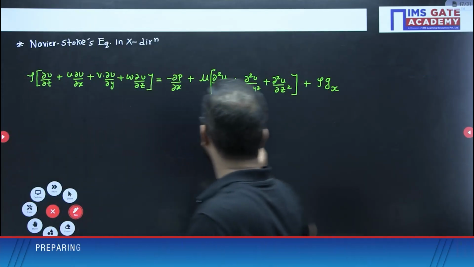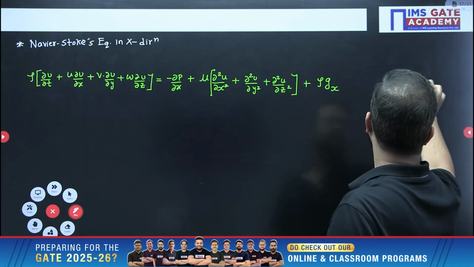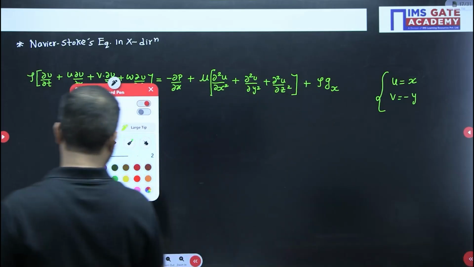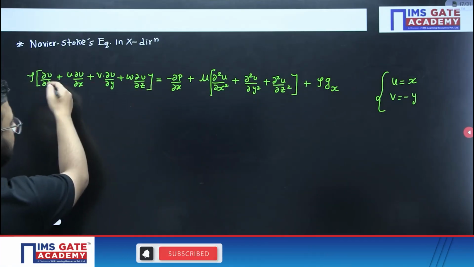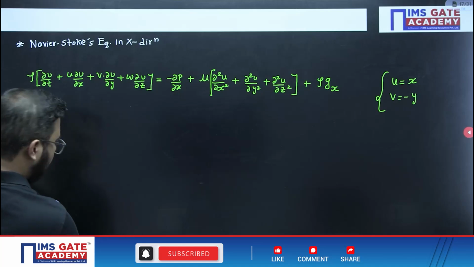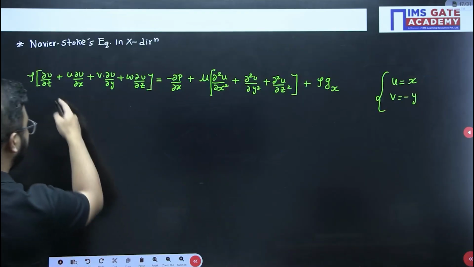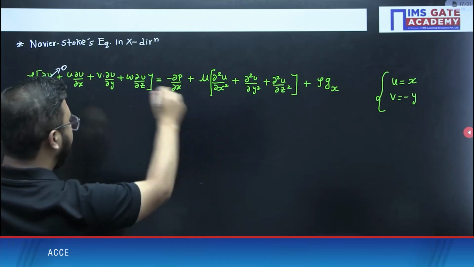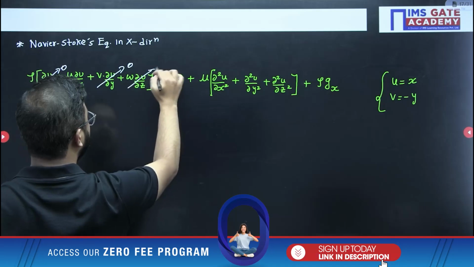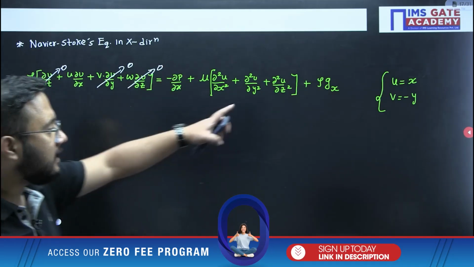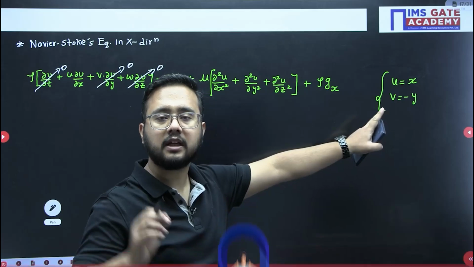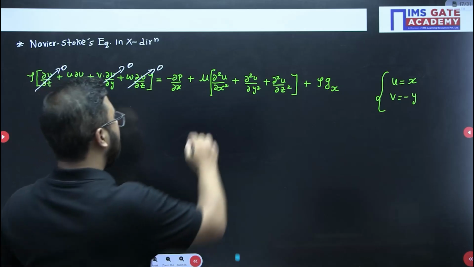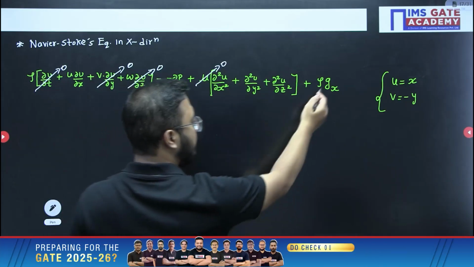Understand this part. What are the values we have? u value is x and v value is minus y. This is what they have given. Now if you put all those values, if you see the velocity vector, is there any time parameter? No, so this will be 0. Dou u by dou y, is there any y function? No, it is 0. Dou u by dou z? No, it is 0. Please see, u is given as only x, so there is no y component and no z component. That's why dou u by dou y and dou u by dou z terms will be 0. Viscosity value is 0 here, so we don't need to consider this part.